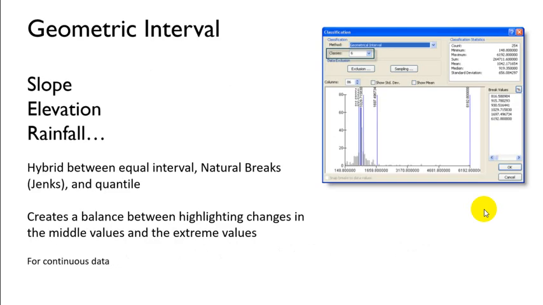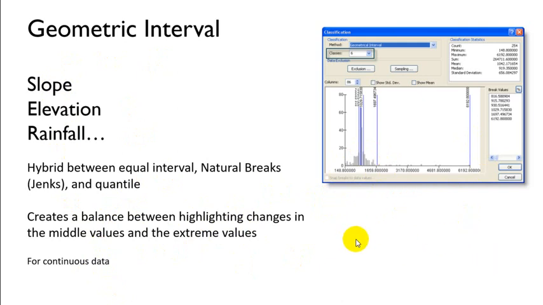All right. So geometric interval was a classification scheme that was created to basically be a hybrid between equal interval, natural breaks, and quantile. It's kind of a best of all worlds type of classification scheme. You definitely only want to use this for continuous data: slope, elevation, rainfall, etc. And it tries to create a balance between highlighting the changes in the middle values and the extreme values.